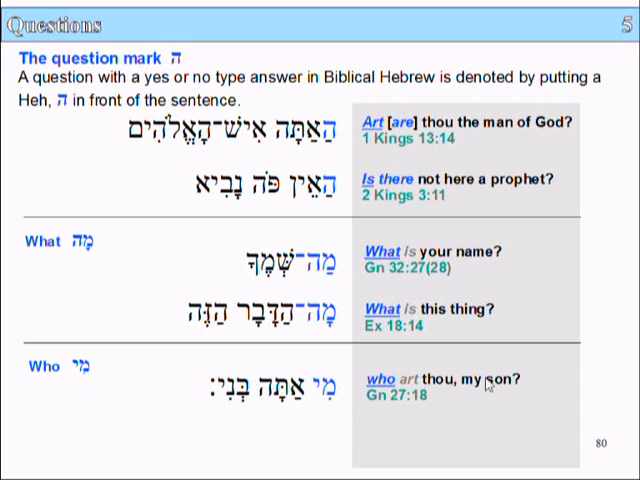Again, remember, thou means saying you to just one person. So it's a more accurate way of saying you when you're speaking to just one person. That's older King James English.